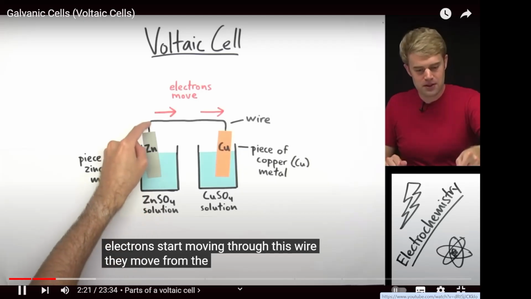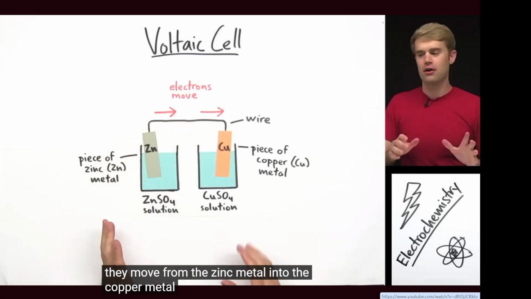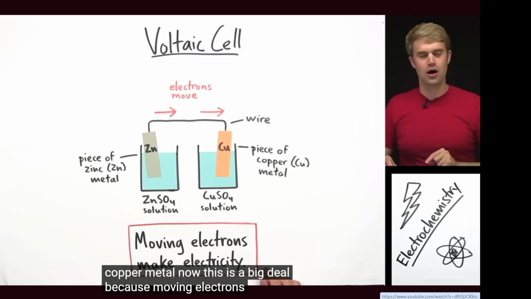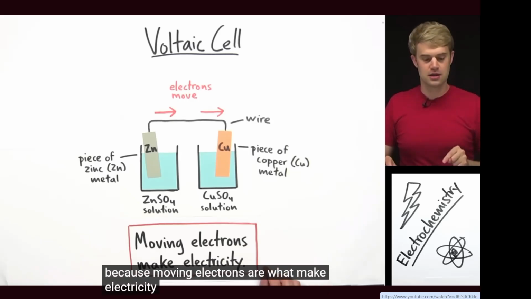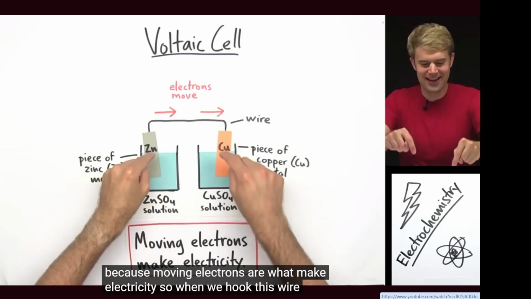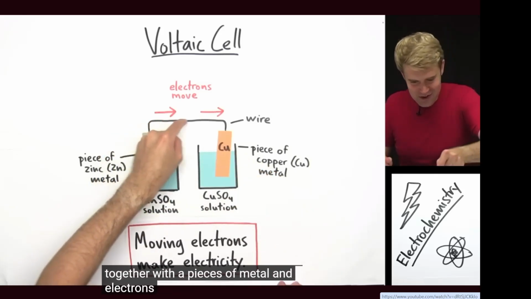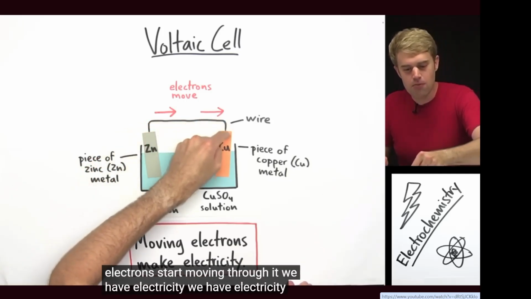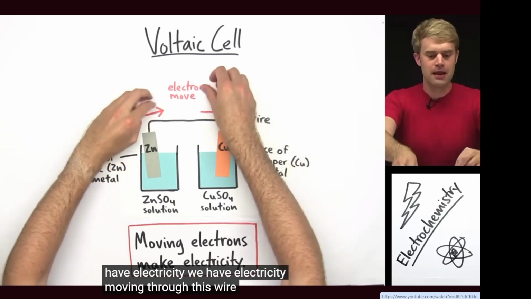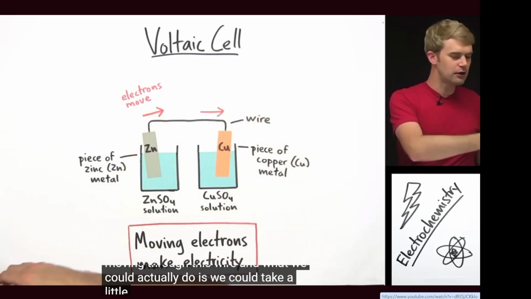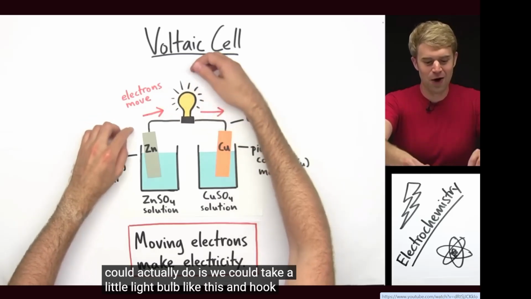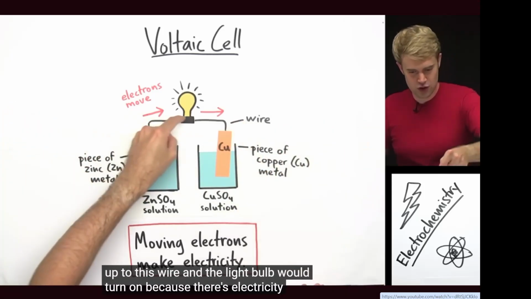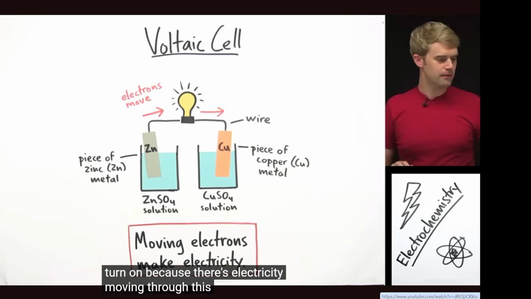They move from the zinc metal into the copper metal. Now, this is a big deal because moving electrons are what make electricity. So when we hook this wire together with the pieces of metal and electrons start moving through it, we have electricity moving through this wire. And what we could actually do is take a little light bulb like this and hook it up to this wire, and the light bulb would turn on because there's electricity moving through this wire.